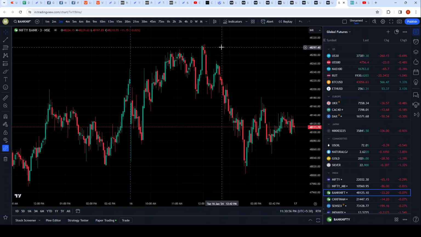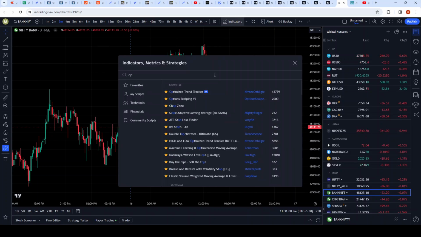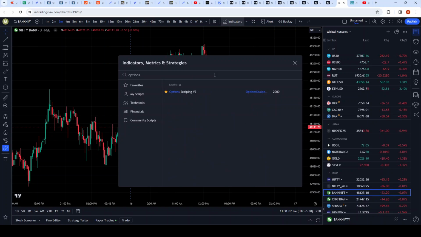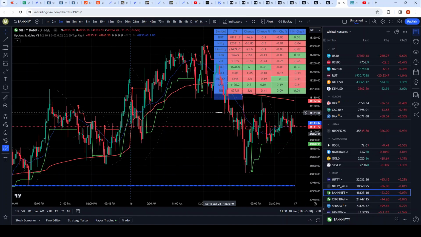The first indicator that we will add is Option. Once you type options, you'll get this indicator called option scalping V2. We add that. Whoever has made this keeping Bank Nifty in mind, it represents a lot of data. I mean, with time, if you can digest and work with all this data, that will be good.